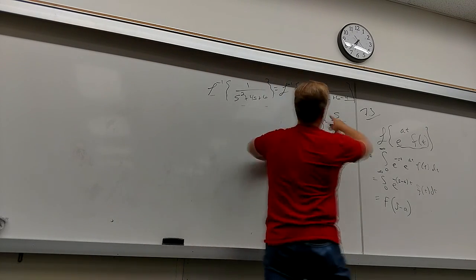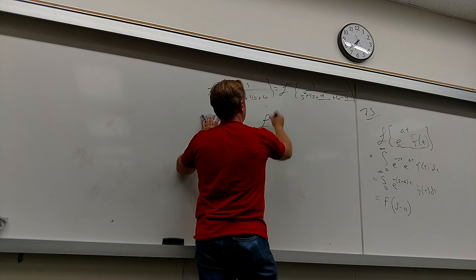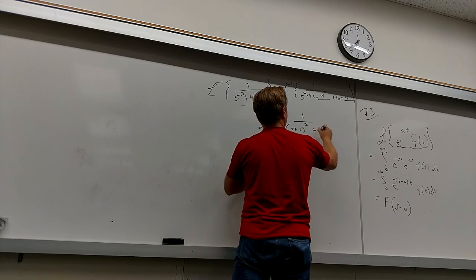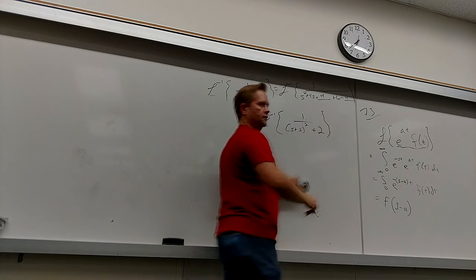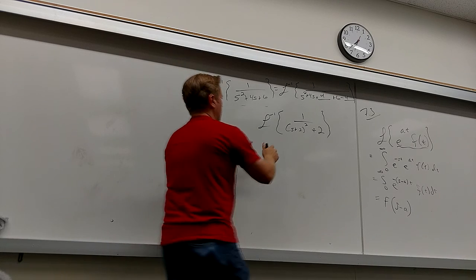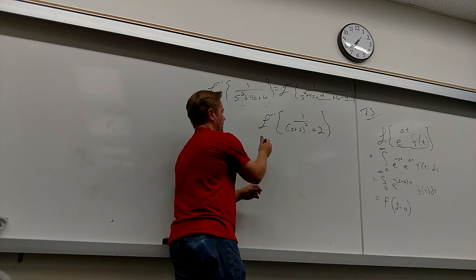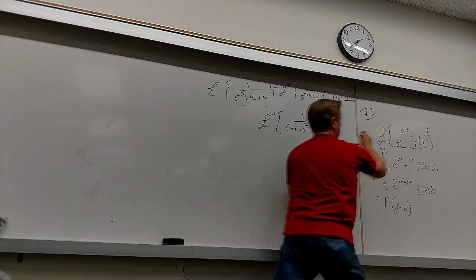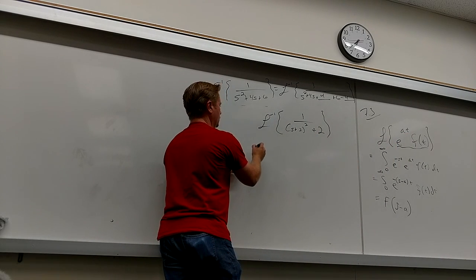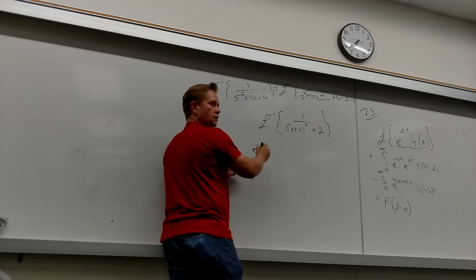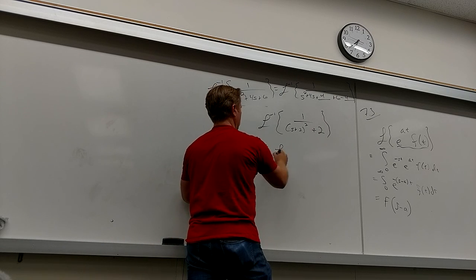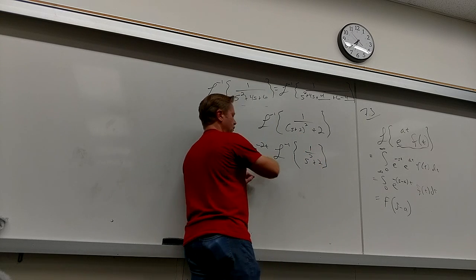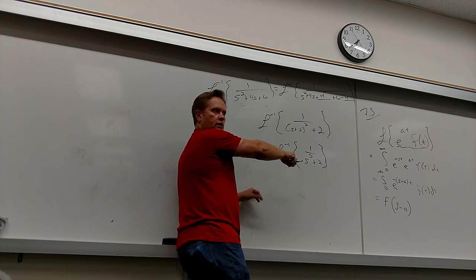So what happens now, let's see, we get inverse Laplace of 1 over (s plus 2) squared plus 2. Now, what I always used to do is this. What's this translation going to work back into? E to the negative 2t. And then I can focus on this. I've taken the translation out, and now I can focus on this.